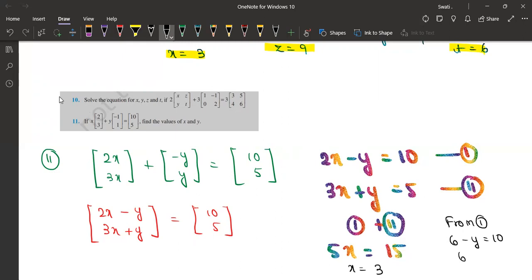So 6 minus 10 equals y, right? I have shifted minus y to the other side, so this will become plus y, and 10 to this side, so minus 10. So this is minus 4 equals y. So we got the two values, that is x equals 3 and y equals minus 4.